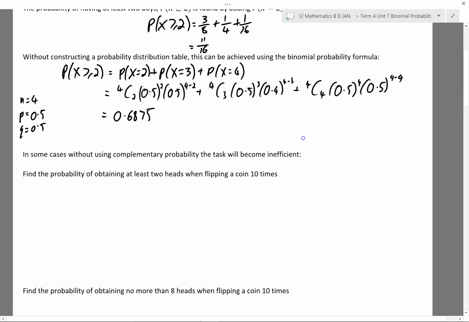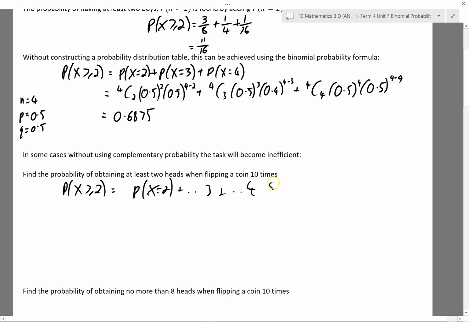Alright, so that's a quite simple case. In some more complex cases, we won't want to do this. For example, find the probability of obtaining at least 2 heads when flipping a coin 10 times. At least 2 heads means the probability that I have at least 2, exactly the same as before. To do this, I would have to find the probability that x equals 2, 3, 4, 5, 6, 7, 8, 9, 10. I would have to do 9 binomial probability formulas, and I'll probably make a mistake, or spend all my time in the exam just doing one question.